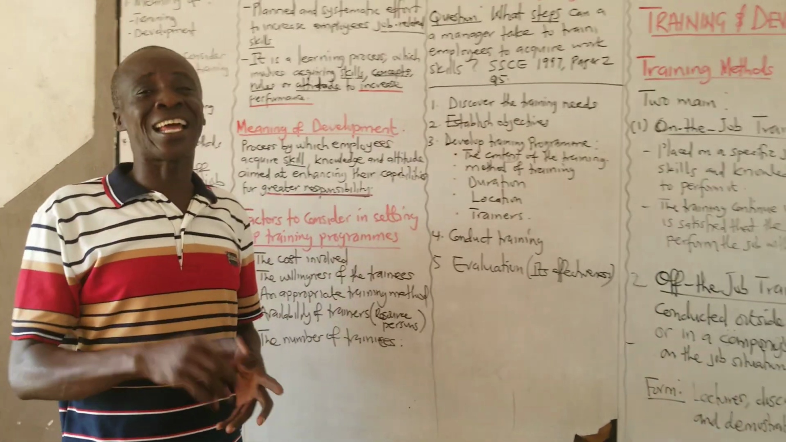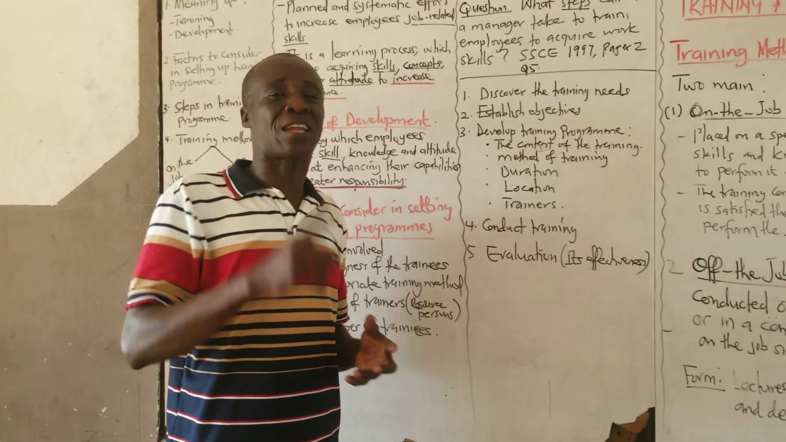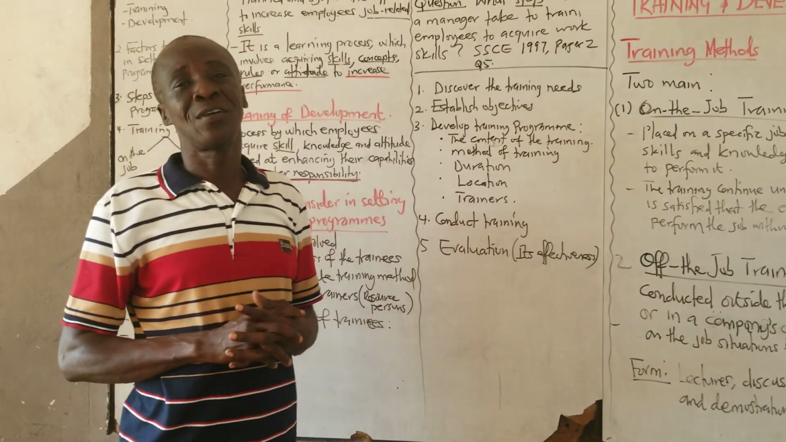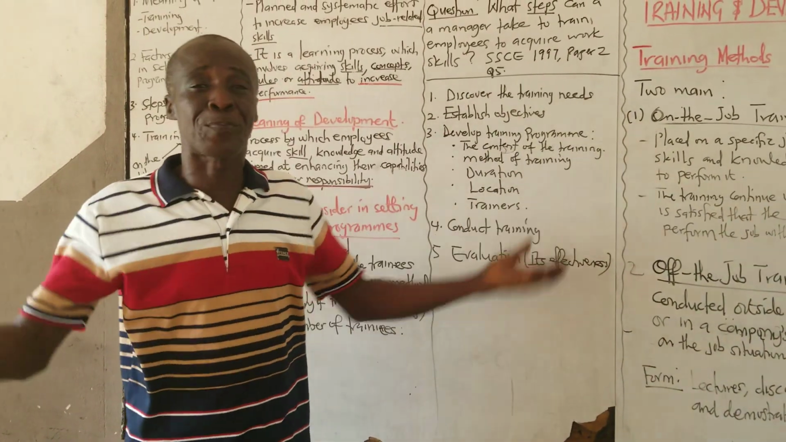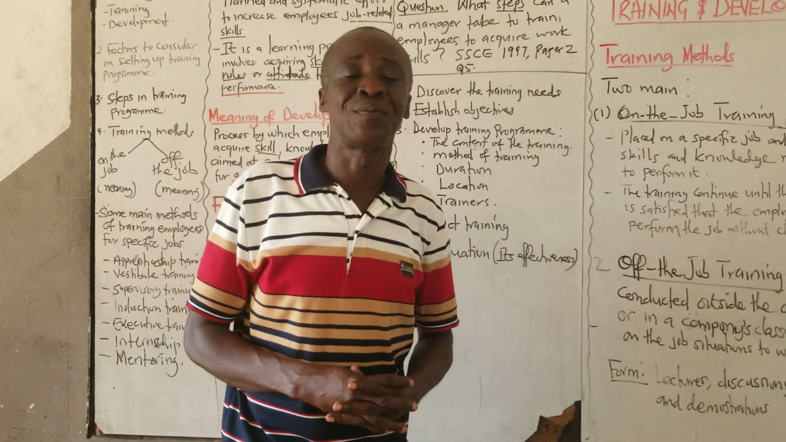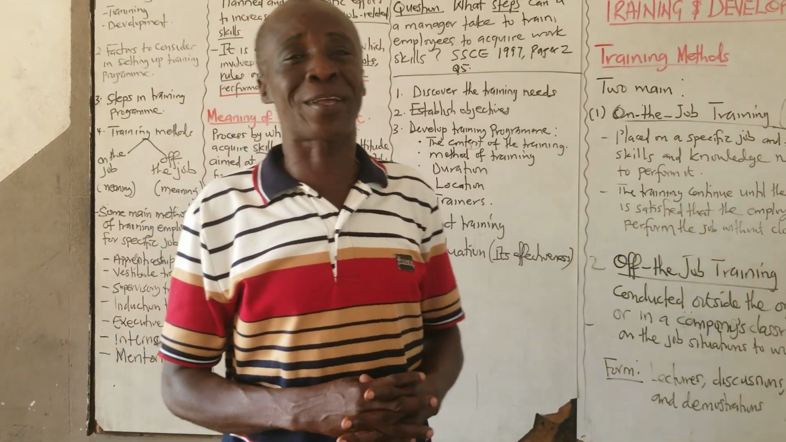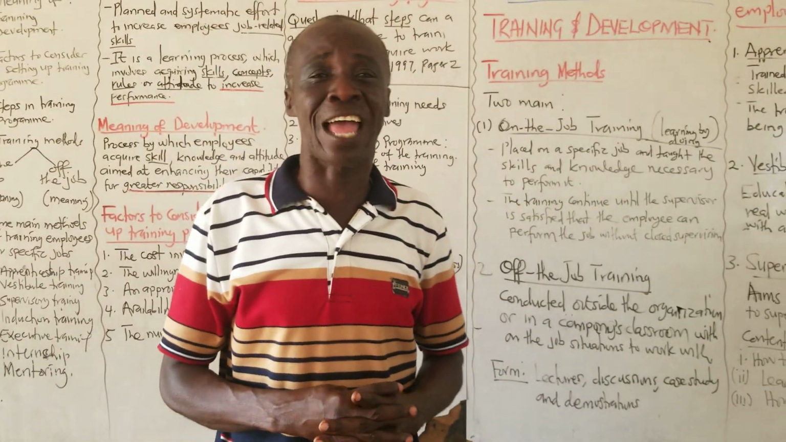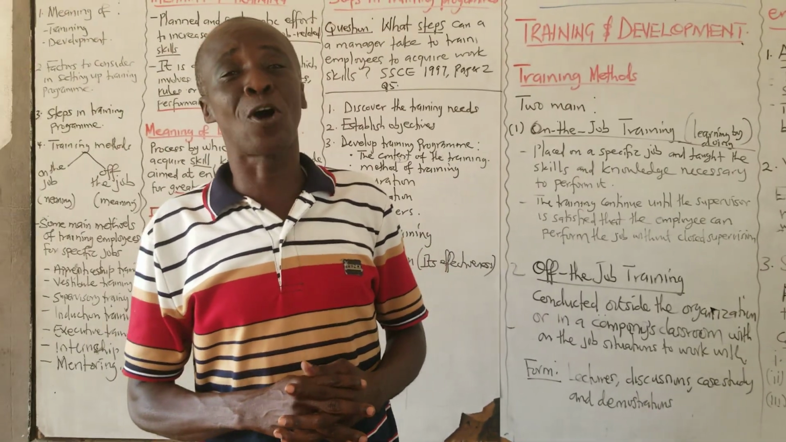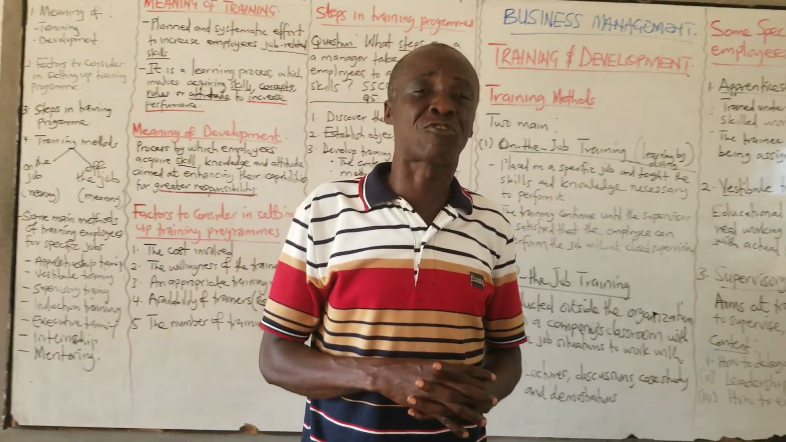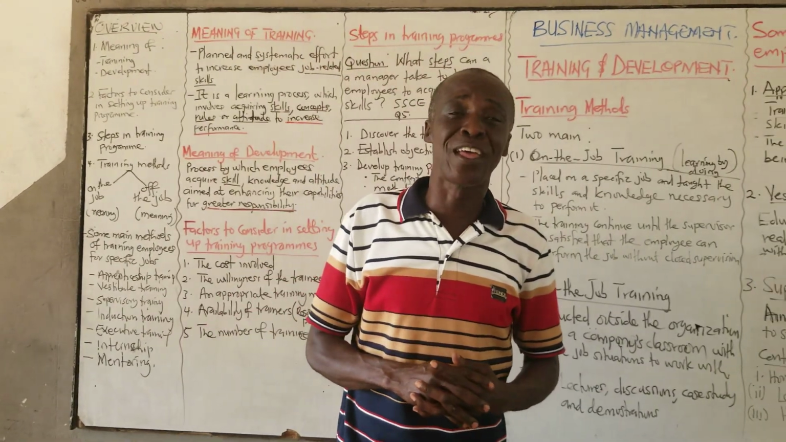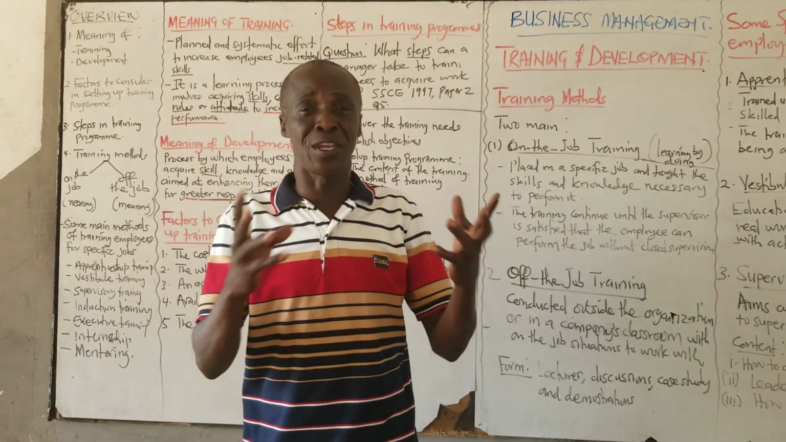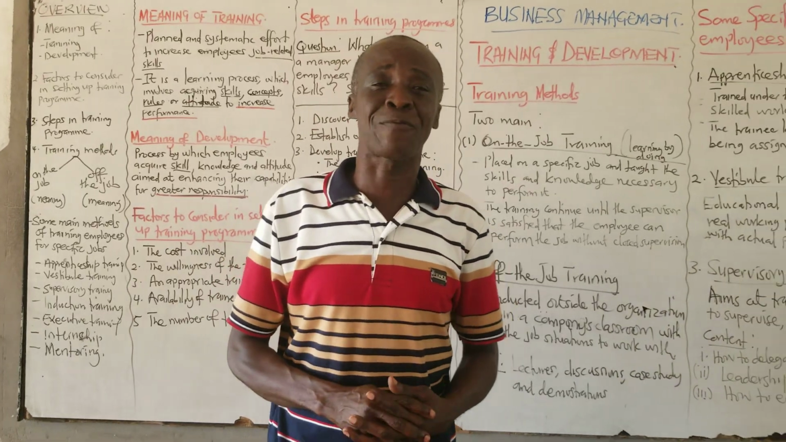When you have done that, then you set objectives. That is the second point. Why have you organized the training program? At the end of the period, what do you want to achieve? For example, I gave you a typical example in respect of a typist. So probably your objective might be that at the end of the training program, the typist will be able to type 60 words per minute. Currently, the person is typing 40 words per minute.